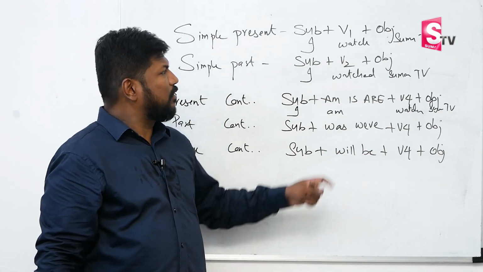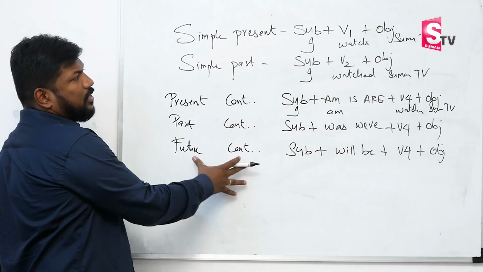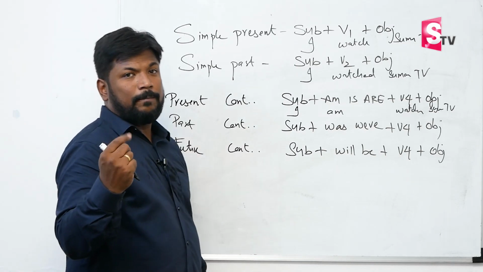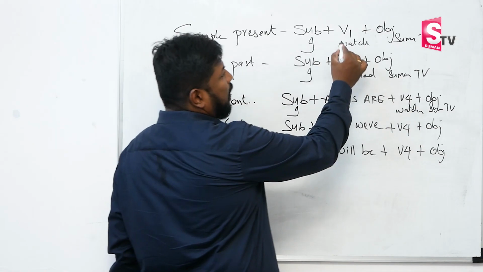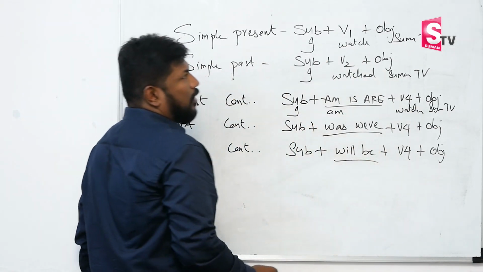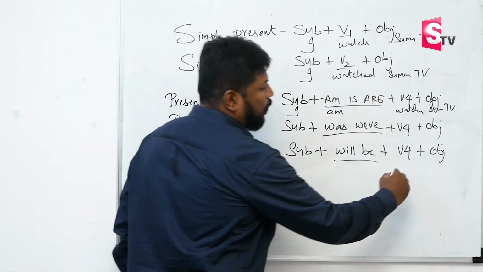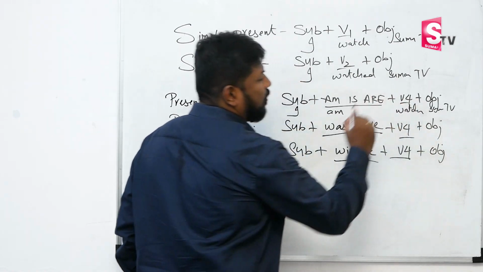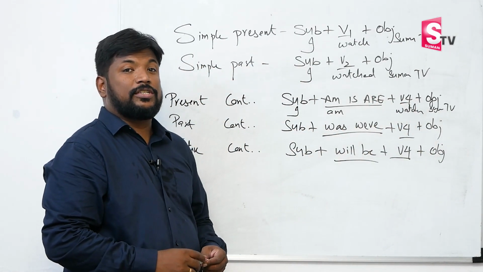If you could just observe here, what is the difference between simple present, simple past, and continuous tense? Can you tell me? There are a couple of differences here. Can somebody guess? The first difference is here there are no be forms, but here we have be forms. Here it is always V1 and V2, simple present, simple past. But if you could look at here, it is always V4, quite opposite. So depending upon the situations.